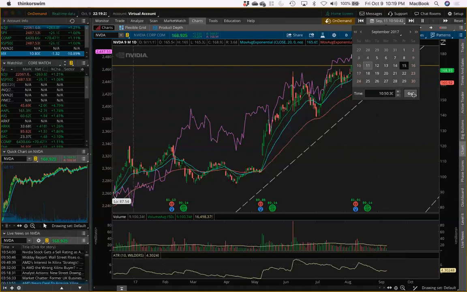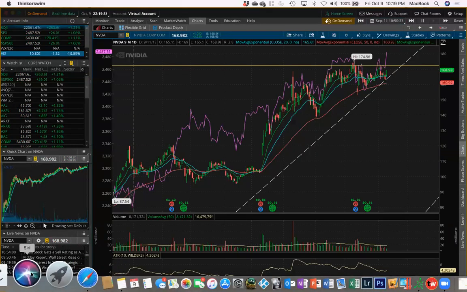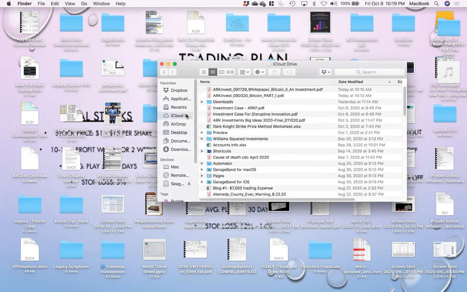And so we're just pretty much going to do the rolling four strategy from Mark Monroe and utilize his calculation on his Excel sheet as well. So let me actually pull up his Excel sheet. And I believe I have it in my iCloud. The Dark Knight Strike Price Method worksheet.